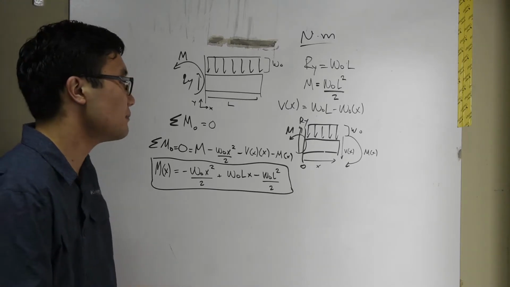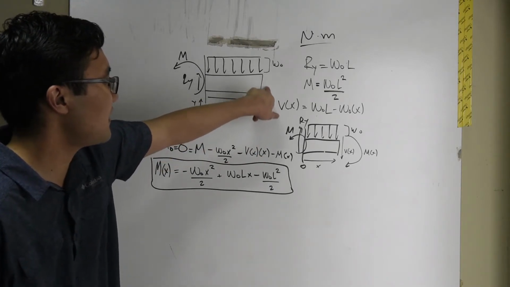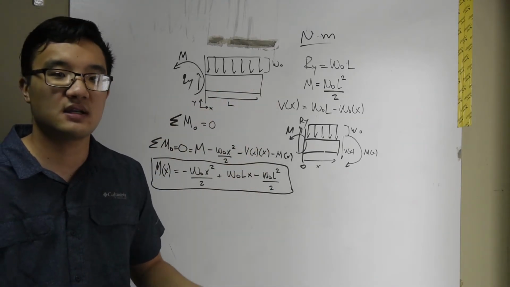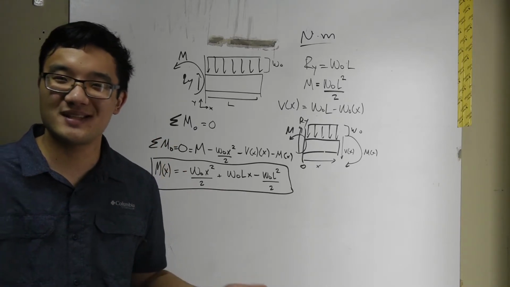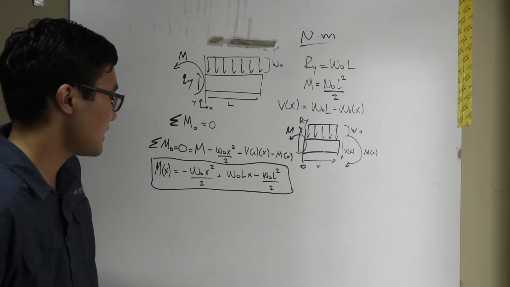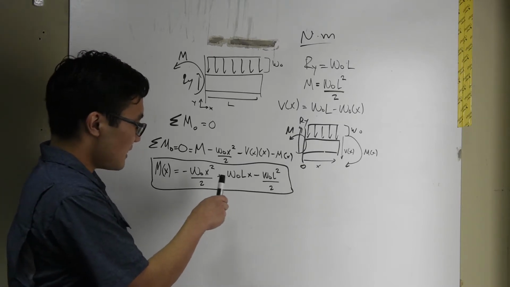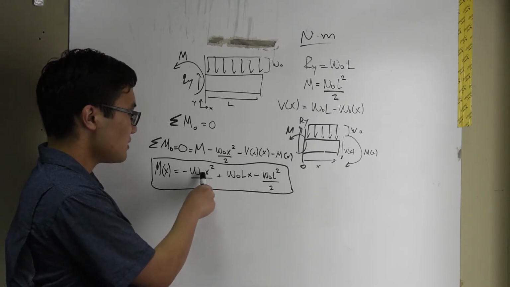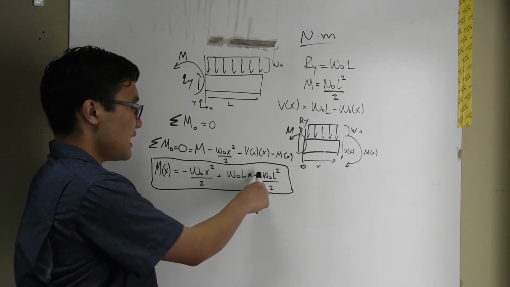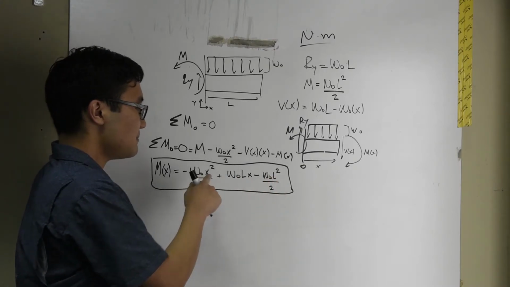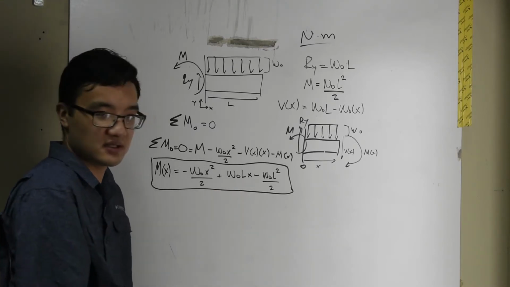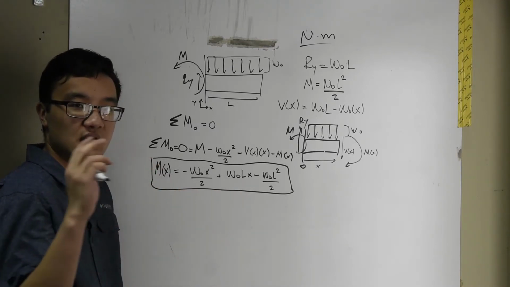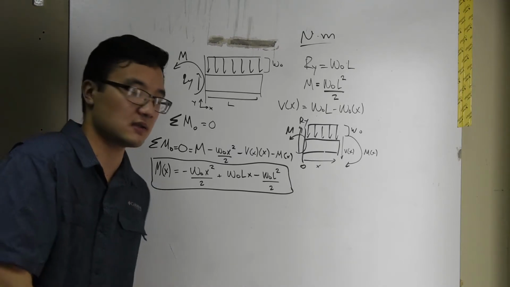We cannot have a moment resisted on this very, very rightmost end of the beam because it's touching air. There's no more beam left to resist anything. So we can plug in L here. And if you plug in L to this equation, I'm going to have w naught L squared over 2, negative w naught L squared over 2. These combine to make w naught L squared, and this term is positive w naught L squared, it all cancels, it goes to 0, as expected.